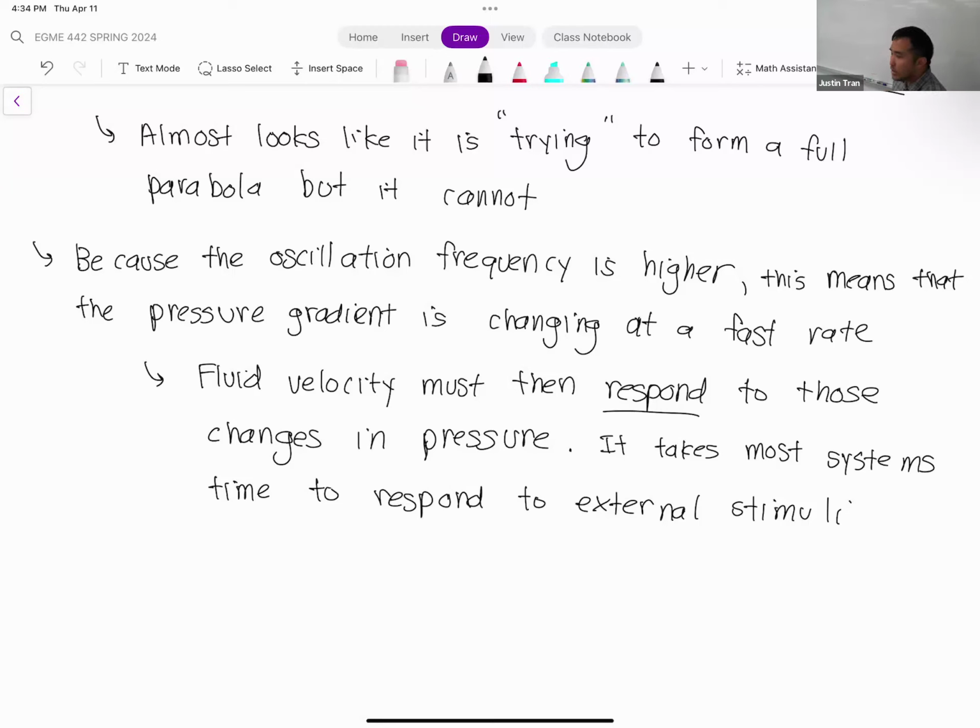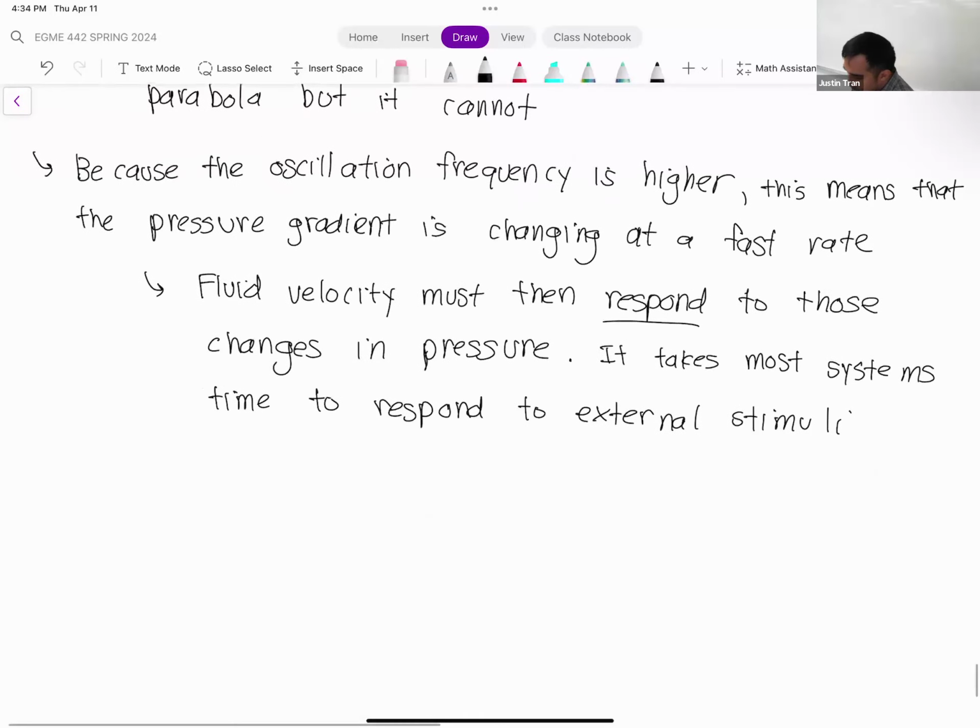A lot of times we don't think about it in the classroom because, for simplicity, we think about steady case situations. But since we're looking at an unsteady situation, we have to think about this time variable. Fluids are very much the same way. When you apply force, when you apply pressure to a fluid, it takes time for it to adjust to that response. If you're rapidly changing the pressure, its direction and magnitude, then the inertia of the fluid prevents it from responding as quickly as those changes.